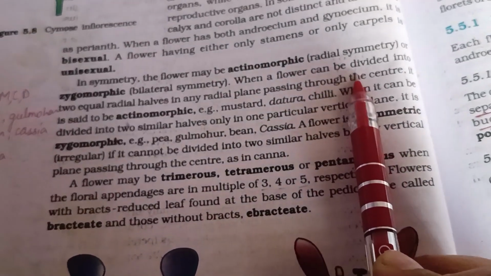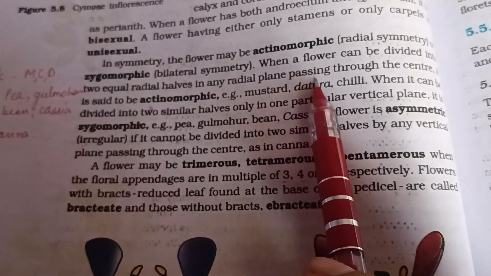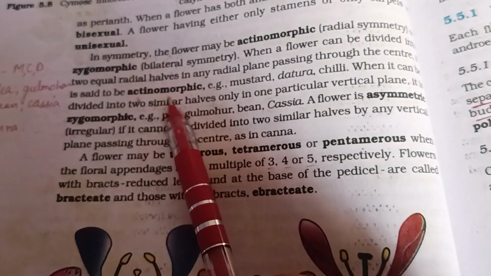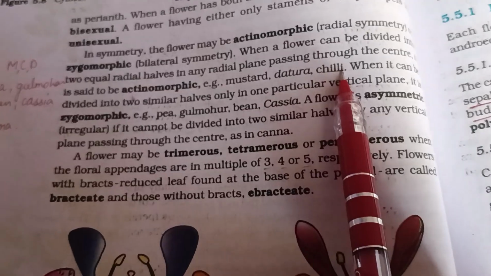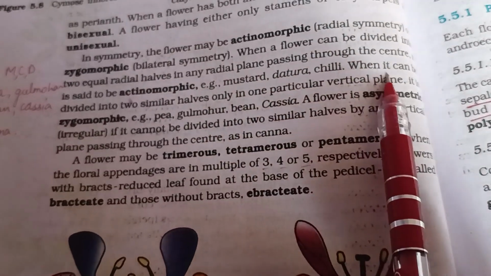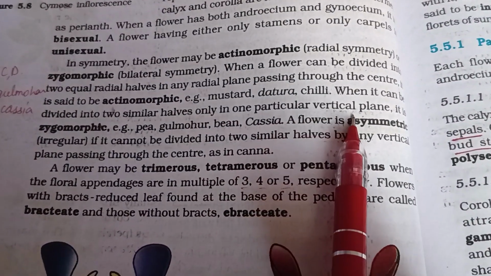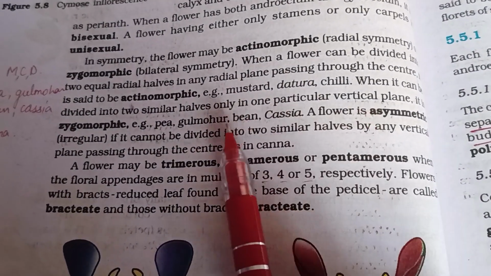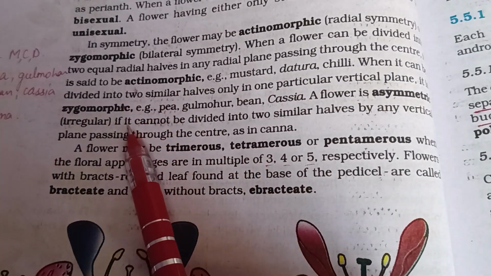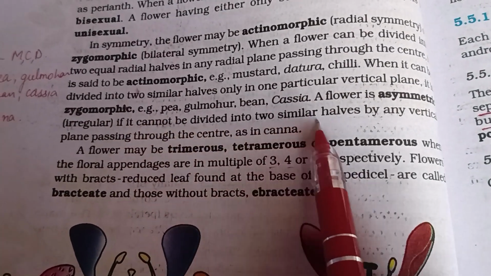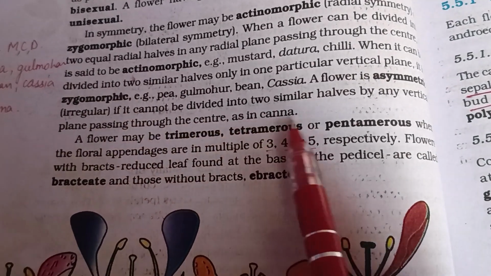When a flower can be divided into two equal radial halves in any radial plane passing through the center, it is said to be actinomorphic. Example: mustard, datura, and chili. When it can be divided into two similar halves only in one particular vertical plane, it is zygomorphic. Example: pea, gulmohar, bean, cassia. A flower is asymmetric, means irregular, if it cannot be divided into two similar halves by any vertical plane passing through the center, as in canna.